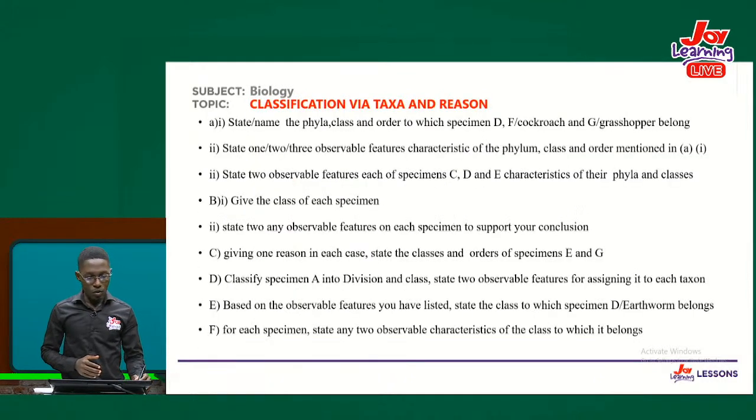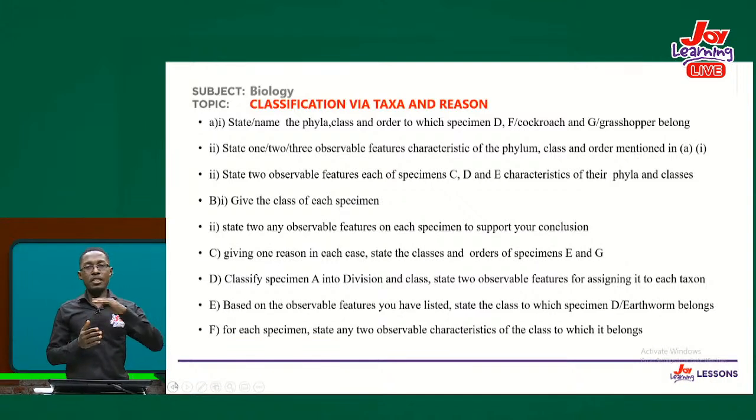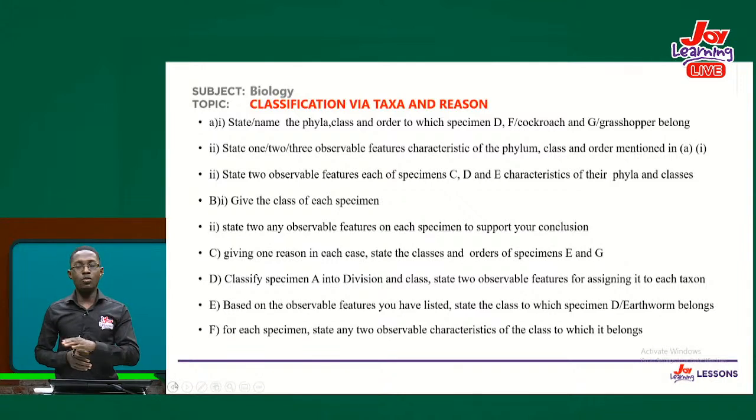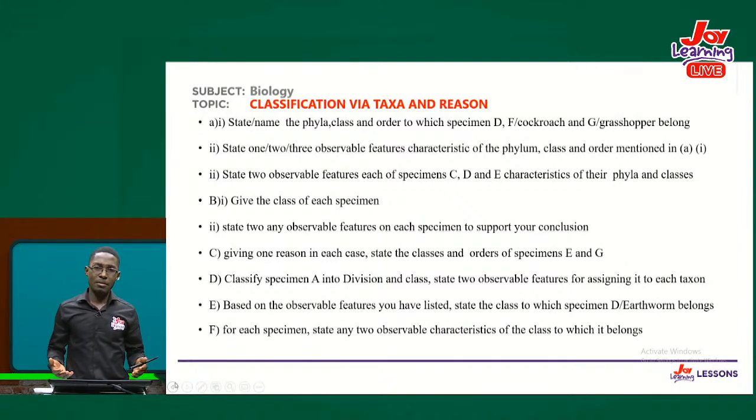Then they will go on to ask you the next type of question. Classify. On your screen, I've given you different ways that they will ask you the same question. They say classify, or name the phylum, class and order to which, let's say, specimen D, a cockroach, or specimen G, a grasshopper, belongs. If the cockroach belongs to Arthropoda, you write Arthropoda. If it belongs to the class Insecta, write Insecta. If it belongs to the order Dictyoptera, write it.